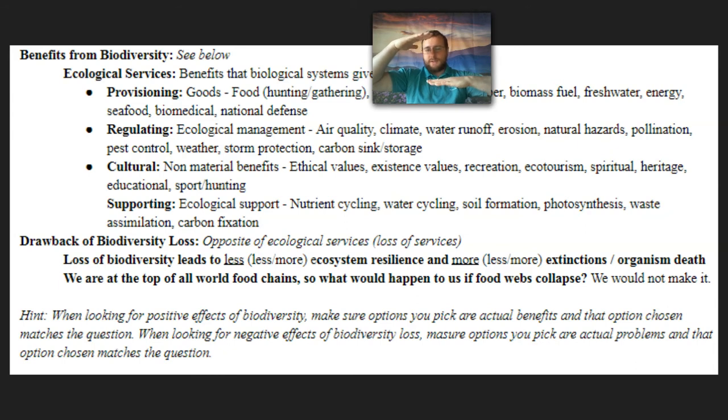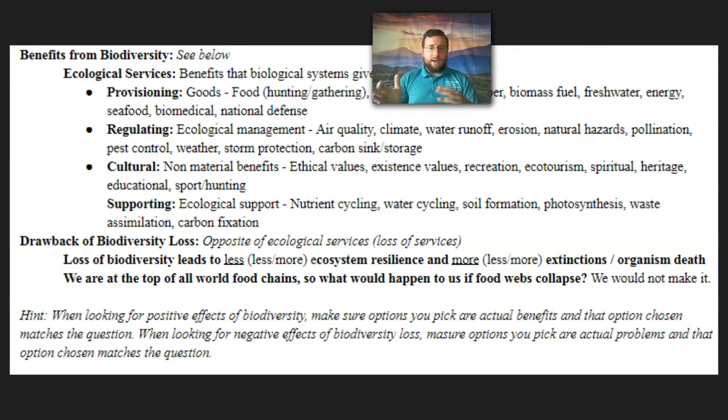So the answer choices need to match not just in tone, but in content to the question. So you see that if there are two that sound right, it's the one that's on topic that's going to be right, but it's only going to be right if it matches the tone.